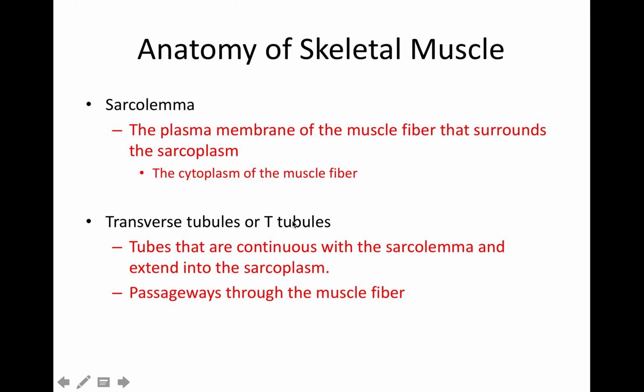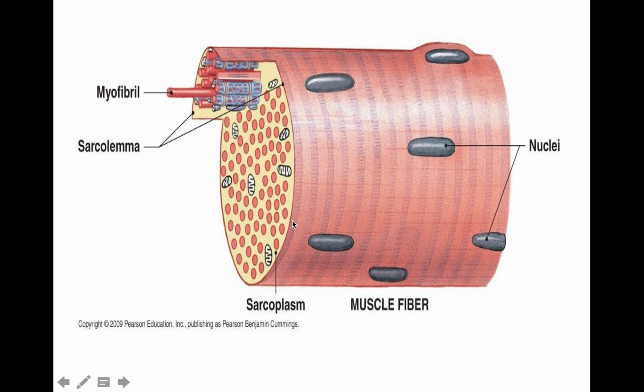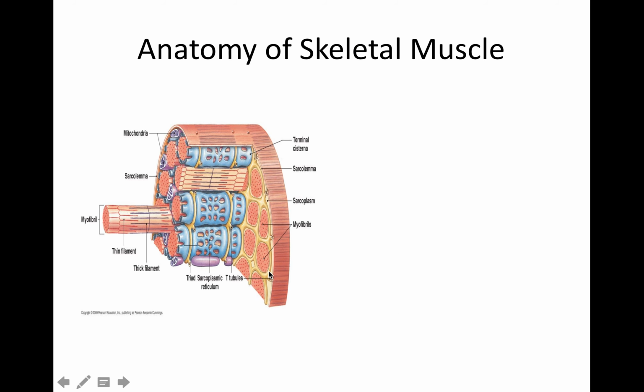So we already mentioned the sarcolemma. The sarcolemma is the plasma membrane around the muscle fiber. And then within the muscle fiber, we're going to find the sarcoplasm, which is the cytoplasm of the muscle cells. Around the muscle fibers, we're also going to find transverse tubules or T tubules. And what those are is they're just passageways through the muscle fiber. They're going to play a big role in getting calcium in and out of the cell. So this is just showing you the sarcolemma, the plasma membrane around each muscle fiber, and you can see the sarcoplasm, which is the cytoplasm.